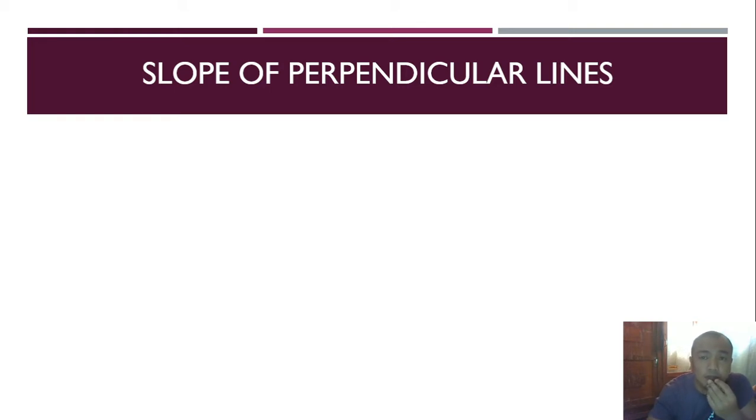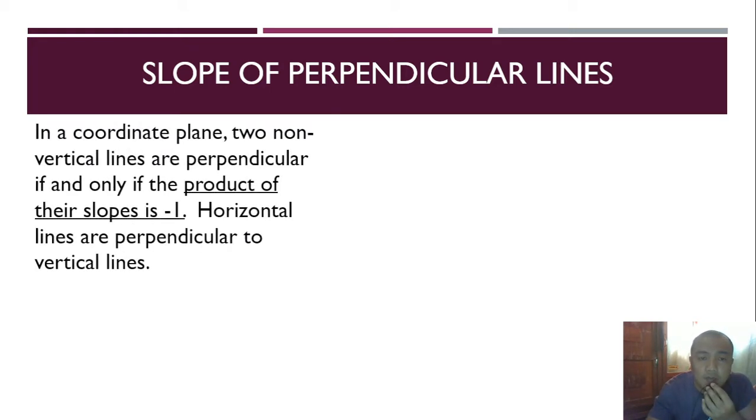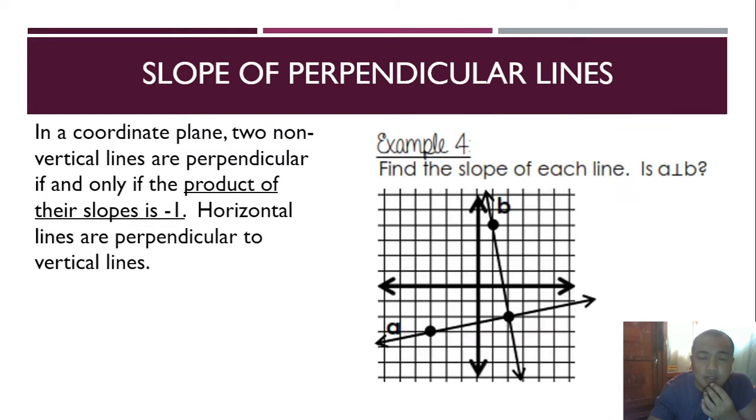Let's proceed to the slope of perpendicular lines. In a coordinate plane, two non-vertical lines are perpendicular if and only if the product of their slopes is -1. Horizontal lines are perpendicular to vertical lines. Find the slope of each line. Is A perpendicular to B?